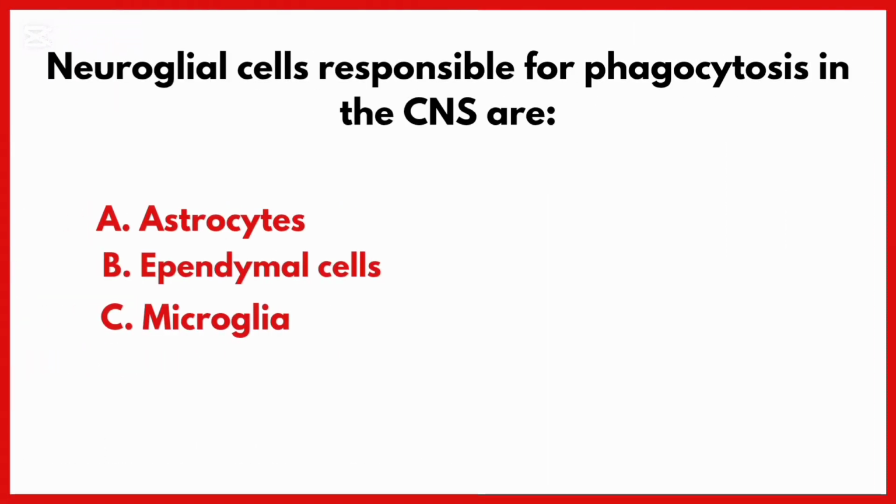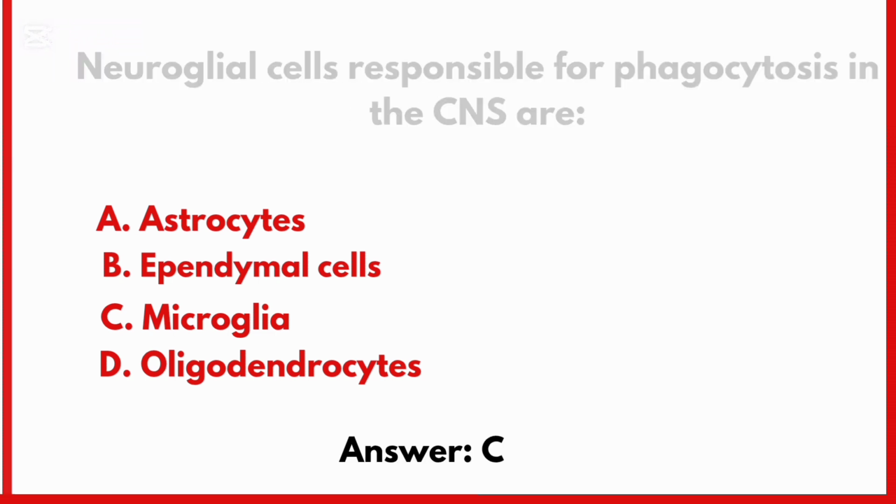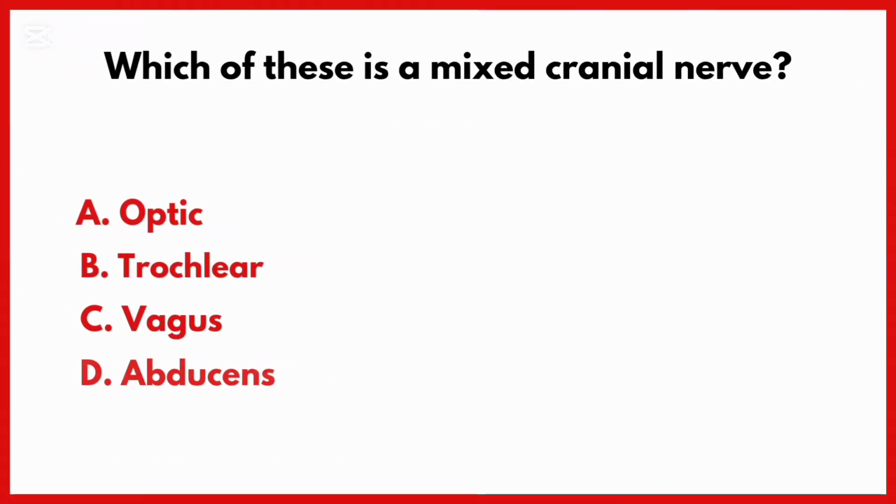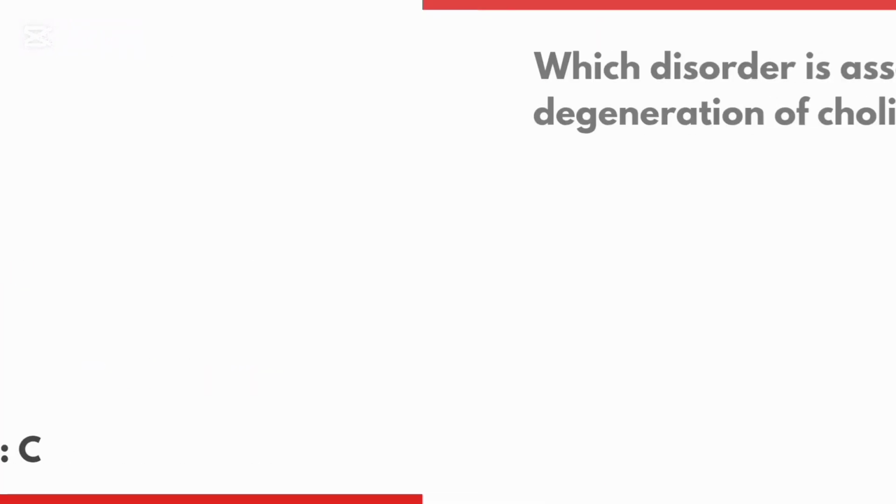Neurological cells responsible for phagocytosis in the CNS are. Correct answer is option C. Which of these is a mixed cranial nerve? Correct answer is option C, vagus.